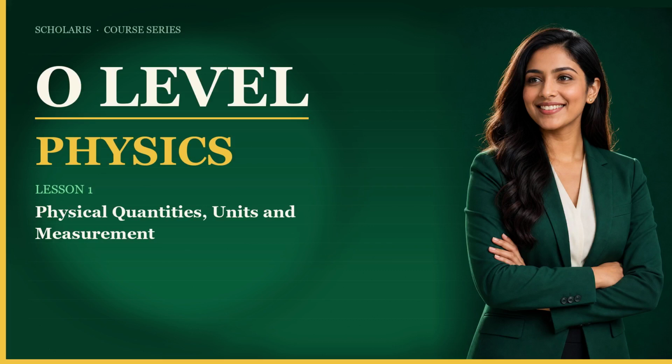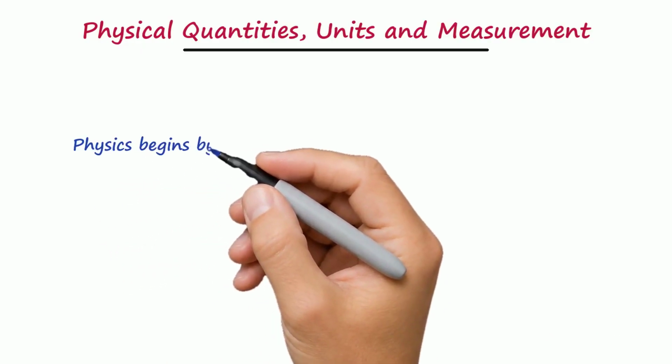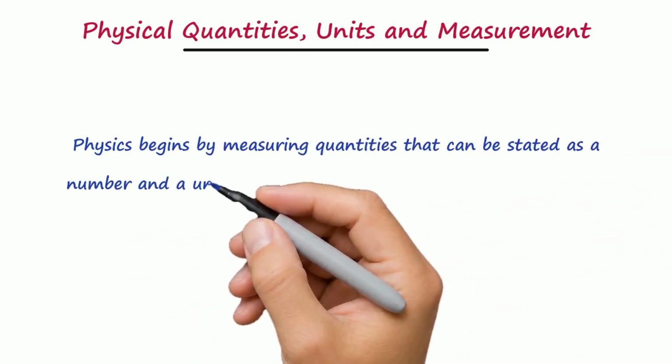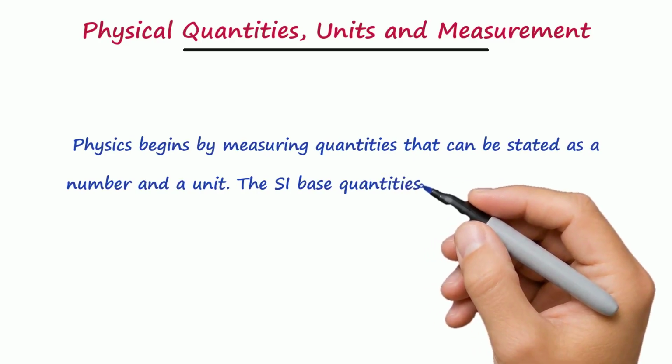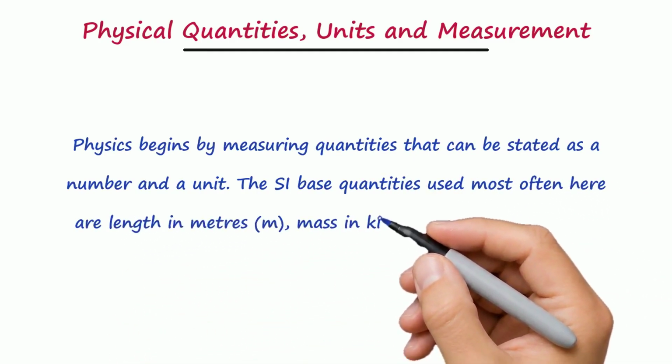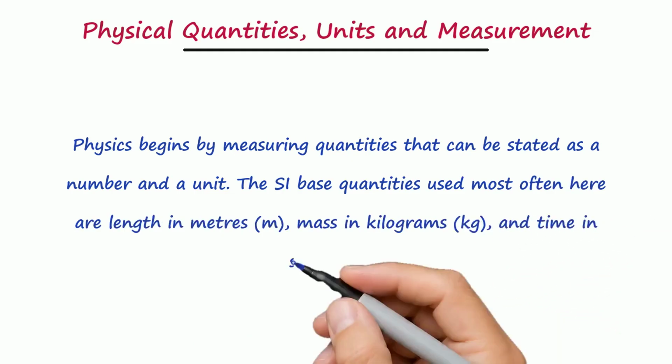Today in O-Level Physics, Lesson 1, Physical Quantities, Units and Measurement. Physics begins by measuring quantities that can be stated as a number and a unit. The SI base quantities used most often here are length in meters, m, mass in kilograms, and time in seconds, s.